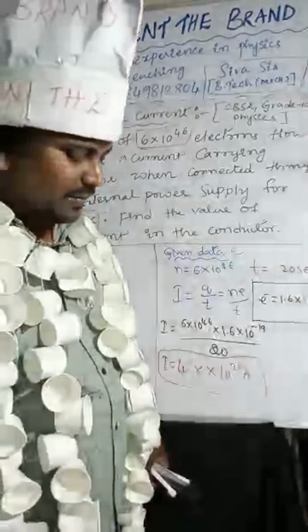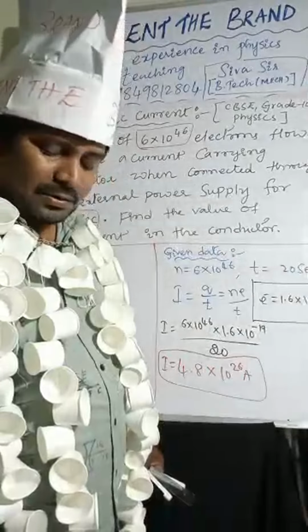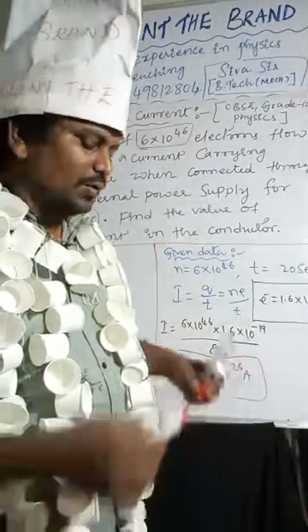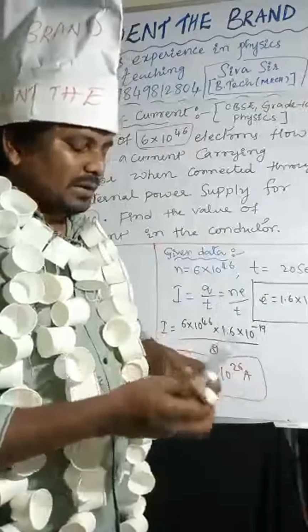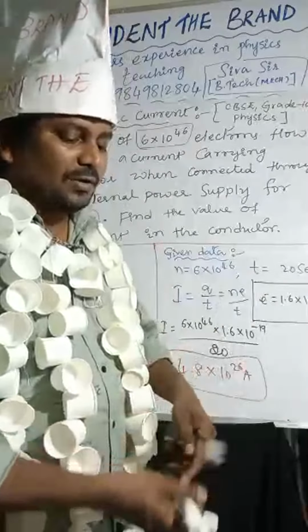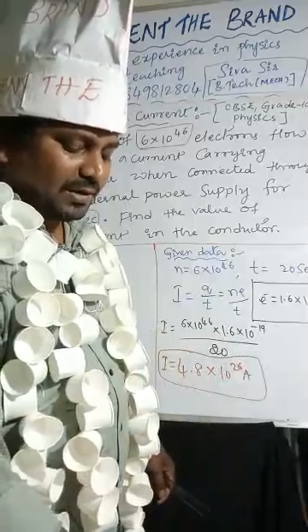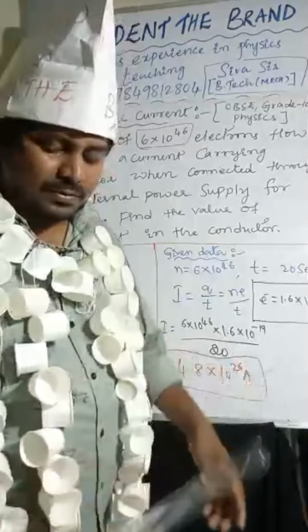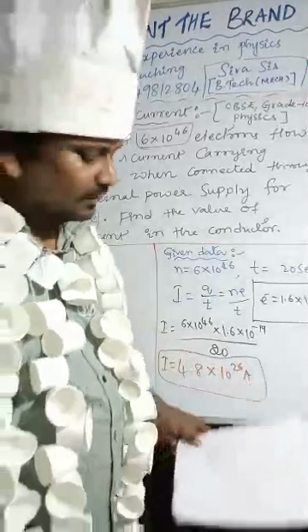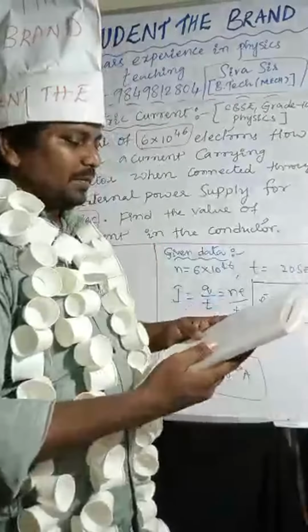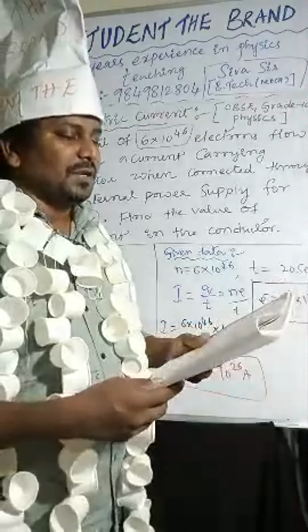Okay, so next one we'll do one more problem related to I equal to q by t, related to current. Shall we do it? Shall we try? Okay, so we'll do it now. One more problem. A current of 150 milliampere.